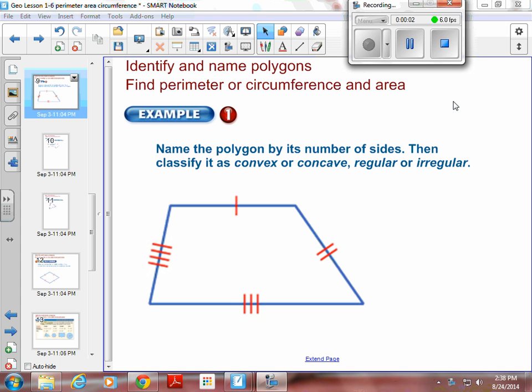Geometry, Chapter 1, Section 6. This is example 1. Our goal here is to name the polygon by its number of sides, then classify it as convex or concave, and classify it as regular or irregular.